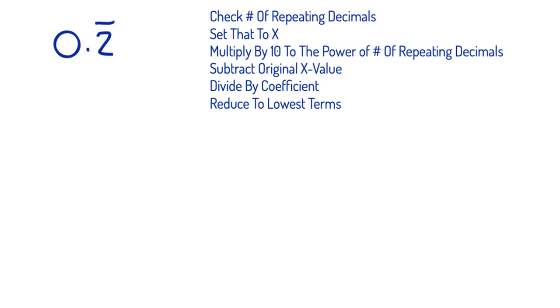I know it looks like a lot of rules. We want to check the number of repeating decimals. We've got 0.2 repeating. That means we've got one repeating decimal. Set that to x. So 0.2 repeating is going to be x. So I've done step 2.